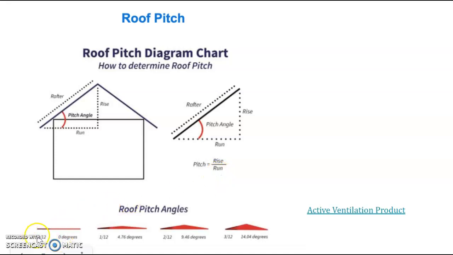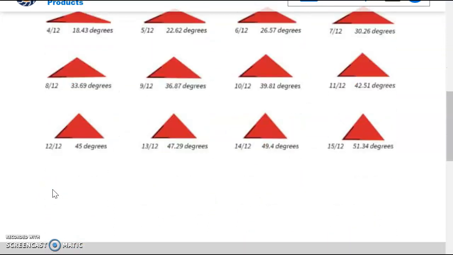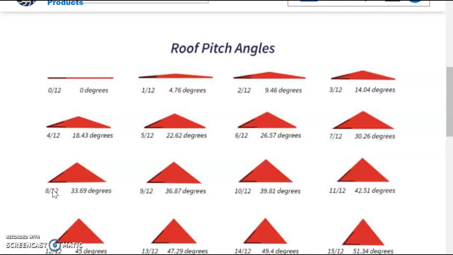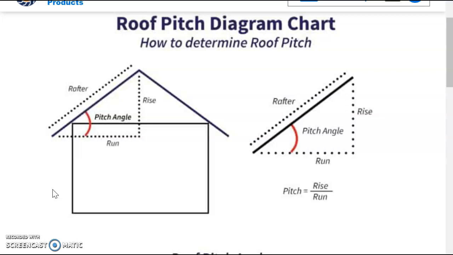And you can have 0 degrees when you have 0 out of 12, or when the rise over run is 1 over 12 it is 4.76 degrees, and when the rise over run is 2 over 12 it's 9.46 degrees, and so on and so forth. Okay, and you can see the different types of roof that you could create. And when you are being asked to create a certain angle of roof, you need to follow that, right? So you're going to come across that in construction as well, and many more.